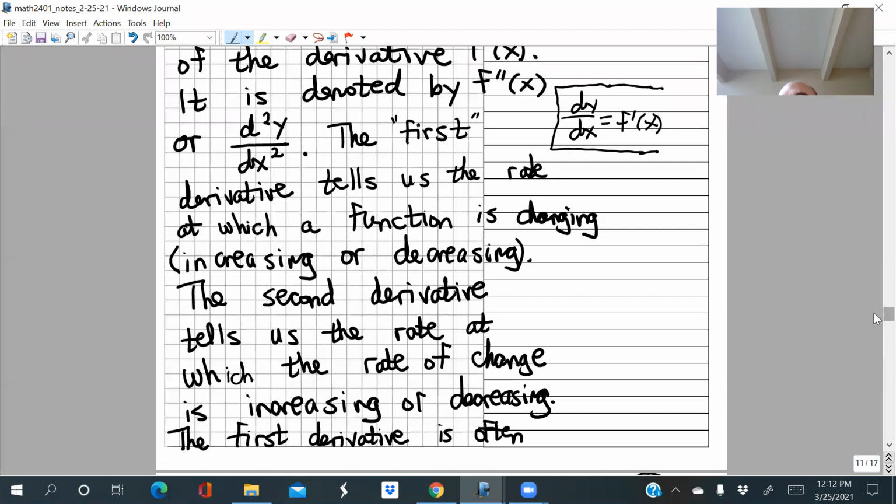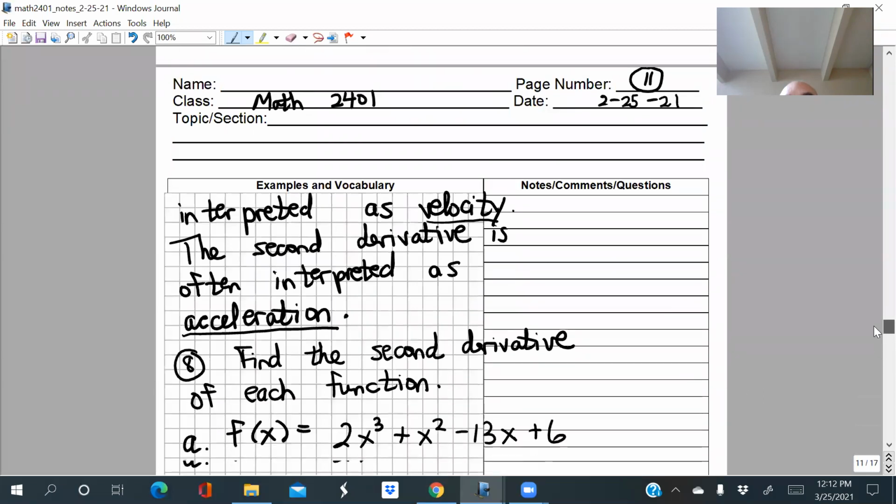In practice, though, you often think of the first derivative as speed or velocity. We've already used the idea of the first derivative as speed or velocity. The second derivative is often interpreted as acceleration. Velocity tells us how fast an object is moving, how fast an object is changing. Acceleration tells us how fast velocity is changing. If you're accelerating, your velocity is increasing. If you're decelerating, your velocity is decreasing.